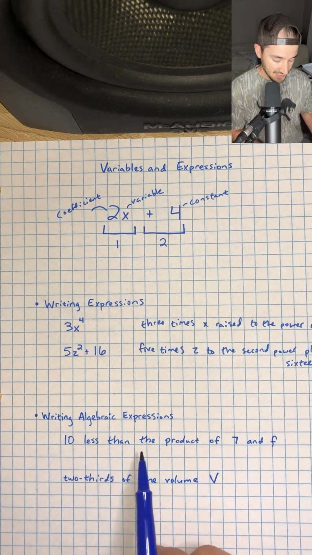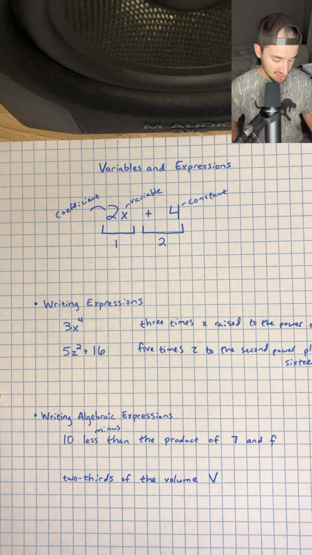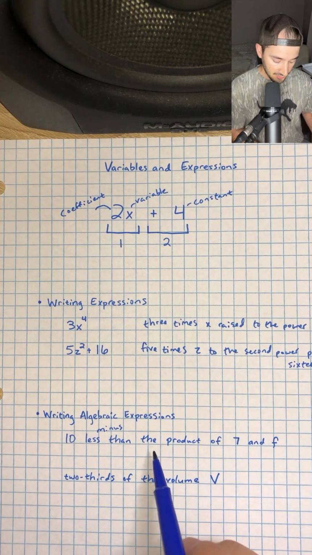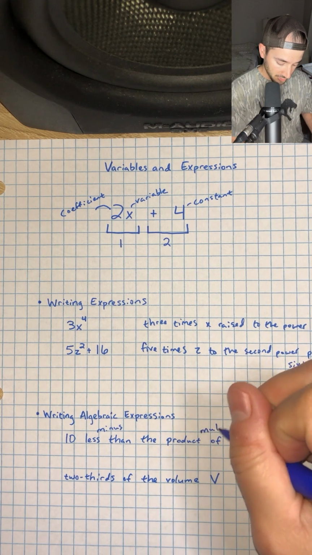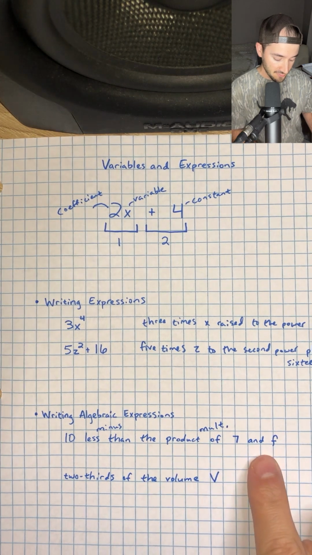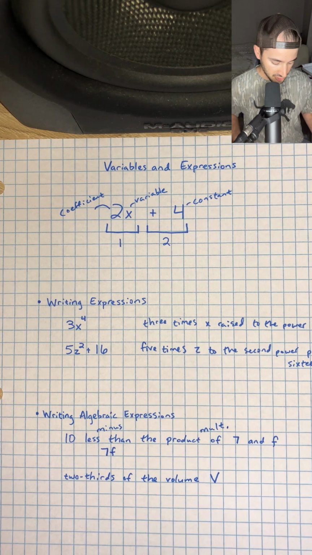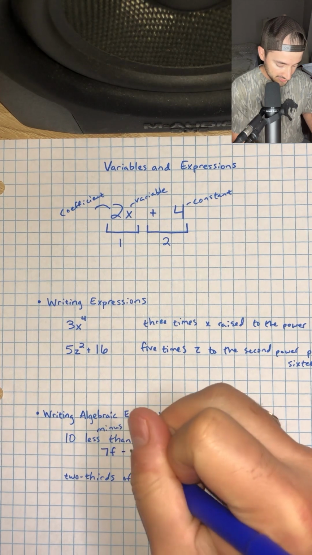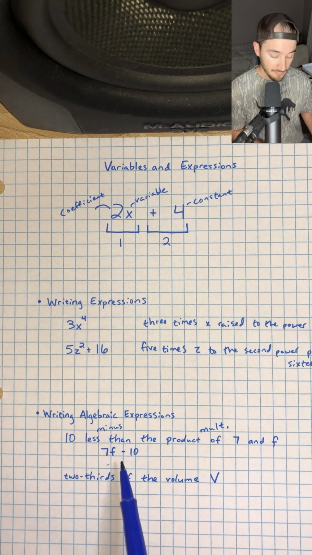Well, 10 less than, that tells me that we're going to have subtraction or minus somewhere in there, okay? And then the product of 7 and f is going to be multiplication. So if it's 10 less than the product of 7 and f, then I would write 7 times f, so you can just write 7f, minus 10, because it's 10 less than the product of 7 and f, so the minus 10 is going to come at the end. So that would be it, 7f minus 10.